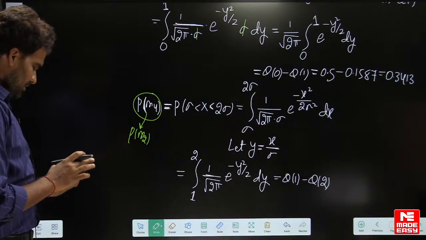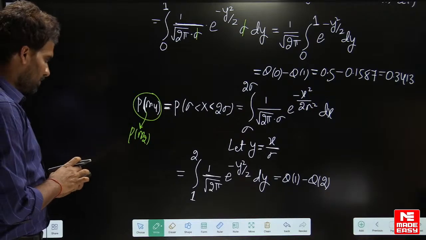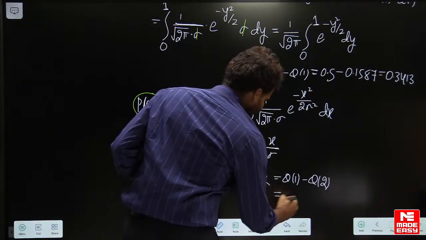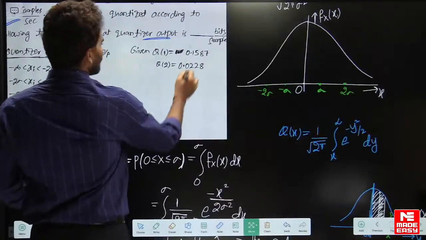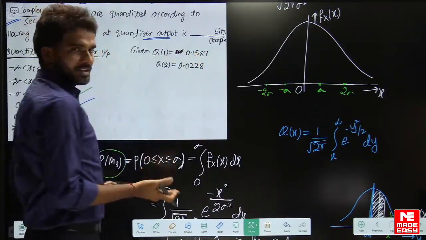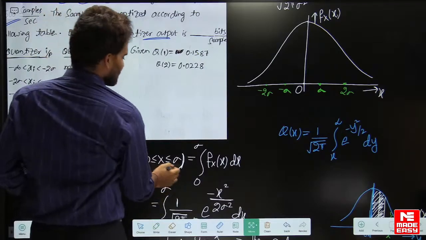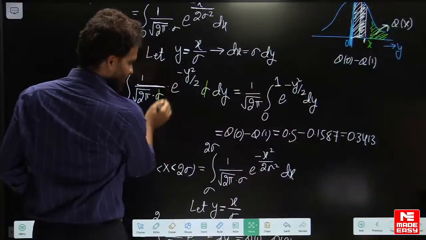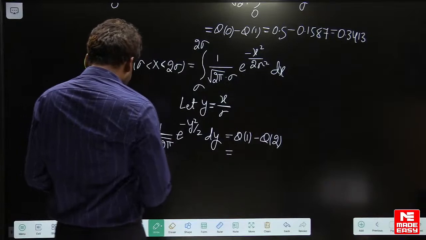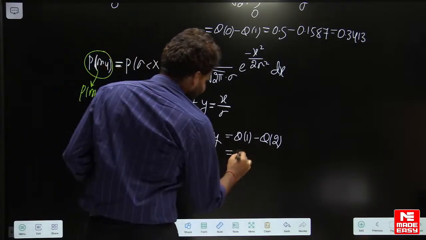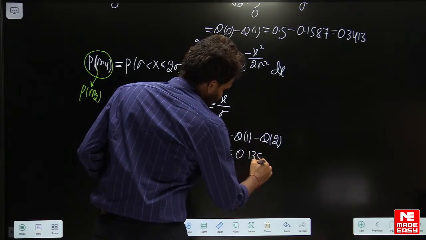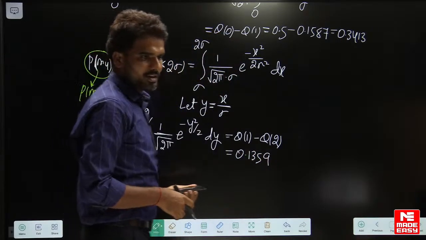If you substitute q1 minus q2, the q1 and q2 values are given in the question. By substituting those q1 and q2 values, it will be equal to 0.1359.